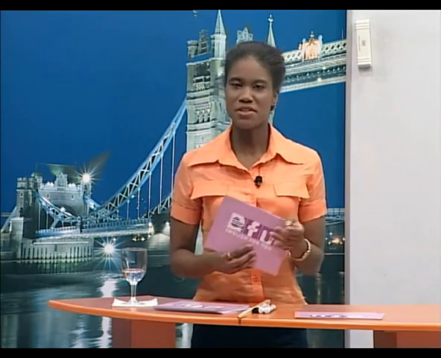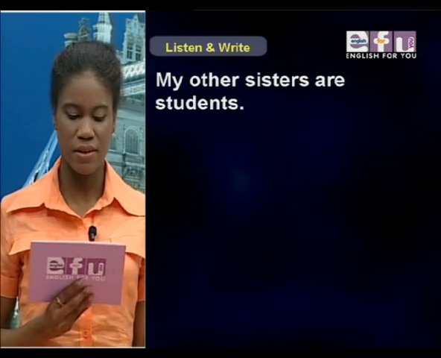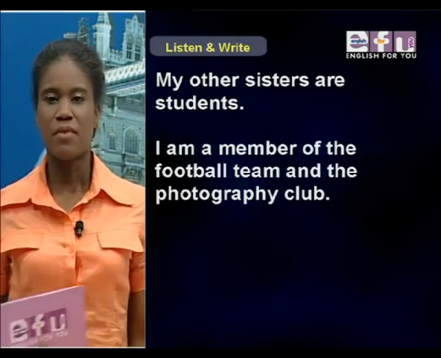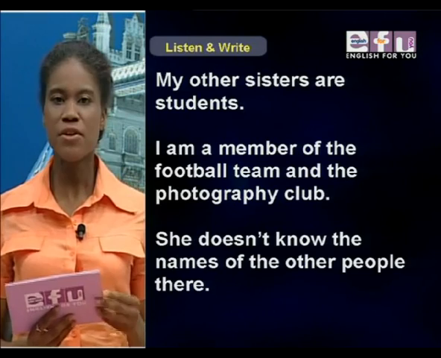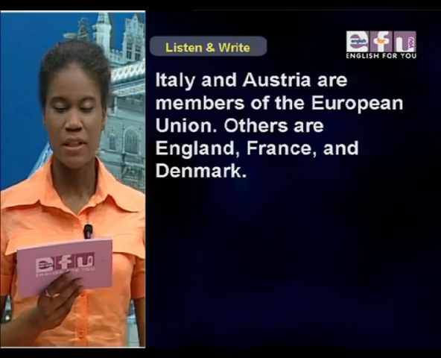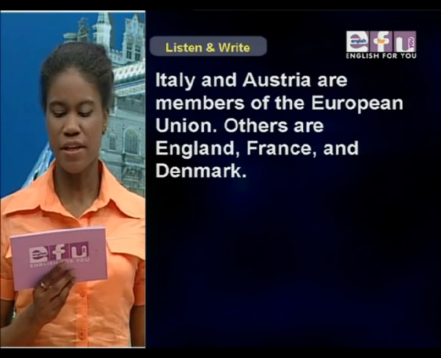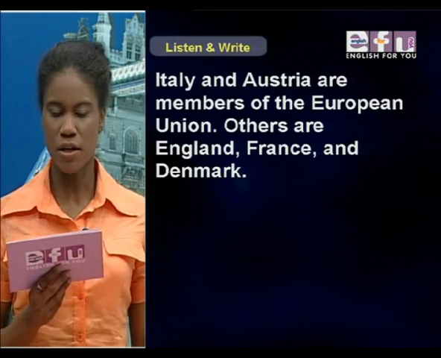Now check your answers. My other sisters are students. I am a member of the football team and the photography club. She doesn't know the names of the other people there. Italy and Austria are members of the European Union. Others are England, France, and Denmark.